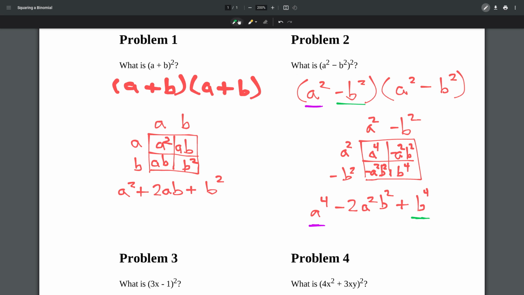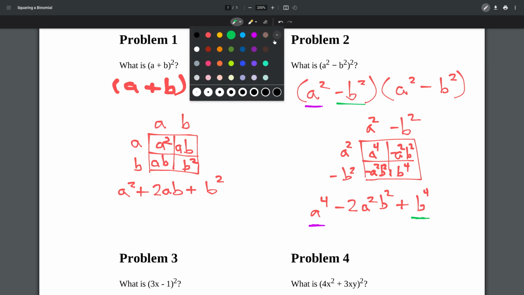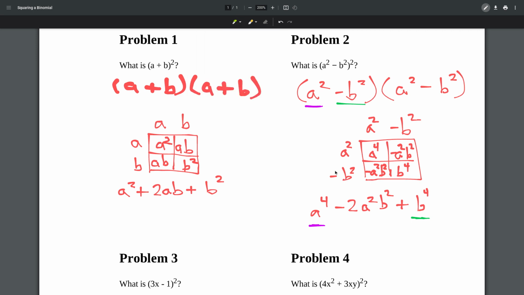And then for the middle term here, let's find a different color, maybe this one. Well, we do this times this. So a squared times negative b squared is negative a squared b squared. But we do 2 of those. So we always do 2. So we just get 2 here. So let's remember that pattern as we go through the next 2 problems.